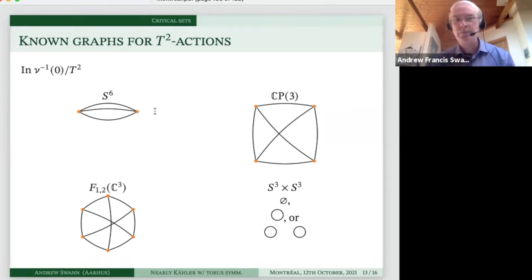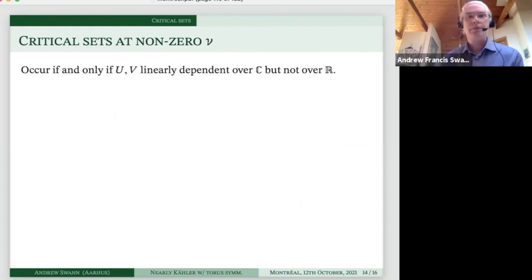And it'll be interesting to know whether other trivalent graphs could crop up at all. So I can't see my own heading here. Yeah. So if we're looking at critical points that are away from nu equals 0, then stabilizers are at most finite there.